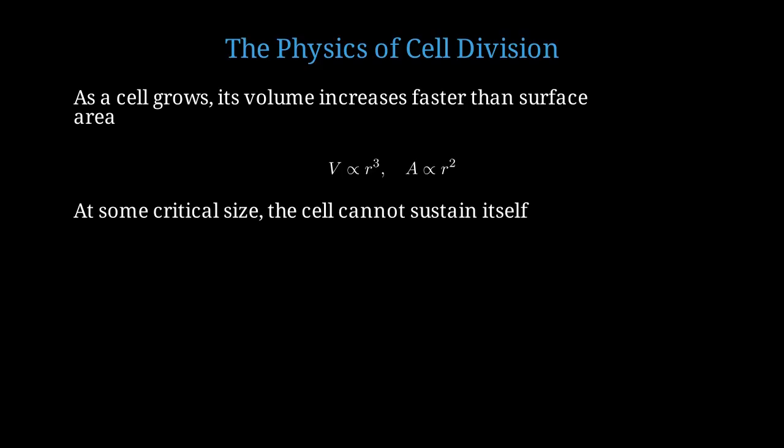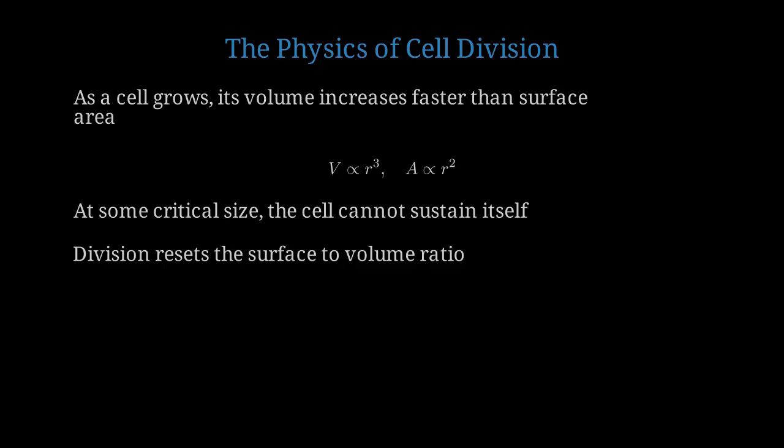Division becomes necessary. Cell division solves this by creating two smaller cells. This resets the surface area to volume ratio back to a favorable value.